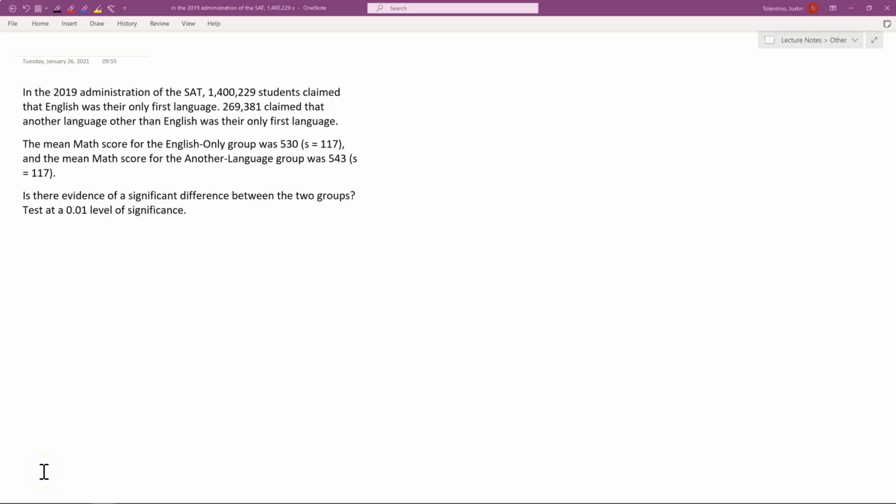For this example, we're going to look at the two-sample t-test. In the 2019 administration of the SAT, 1,400,229 students claimed that English was their only first language versus 269,381 who claimed that another language other than English was their only first language. And we compare their groups.